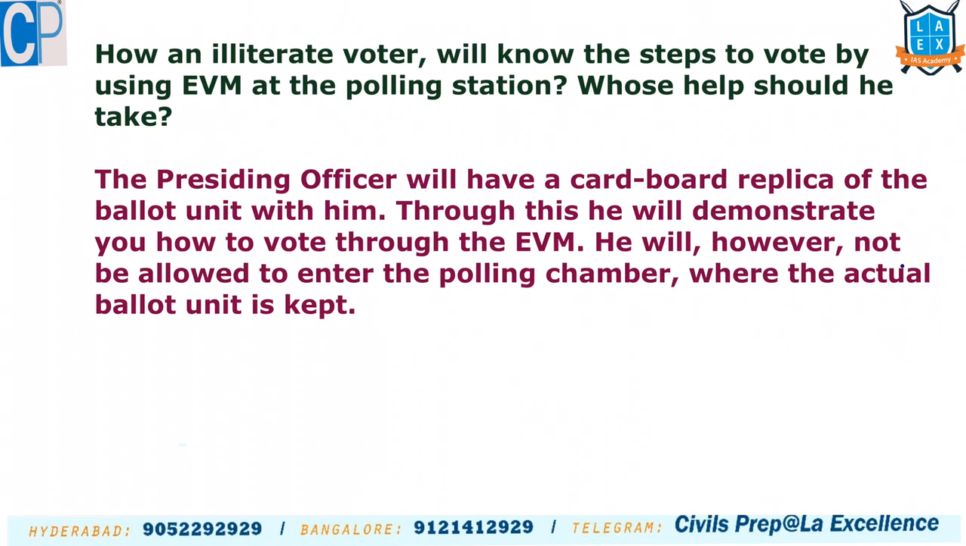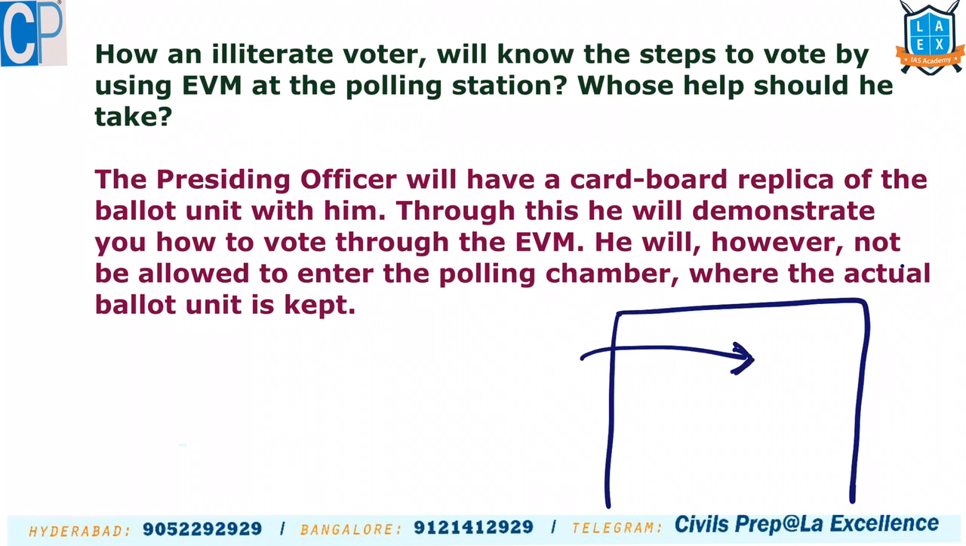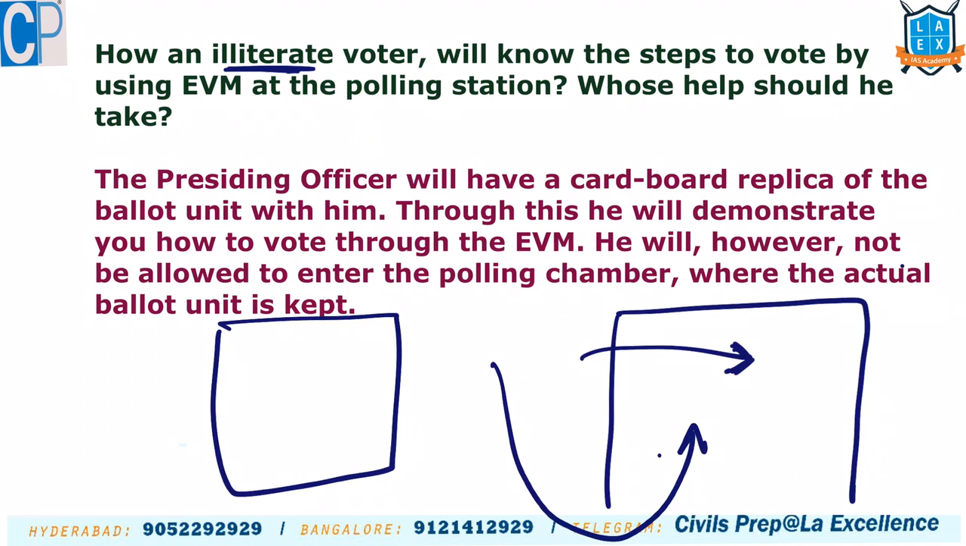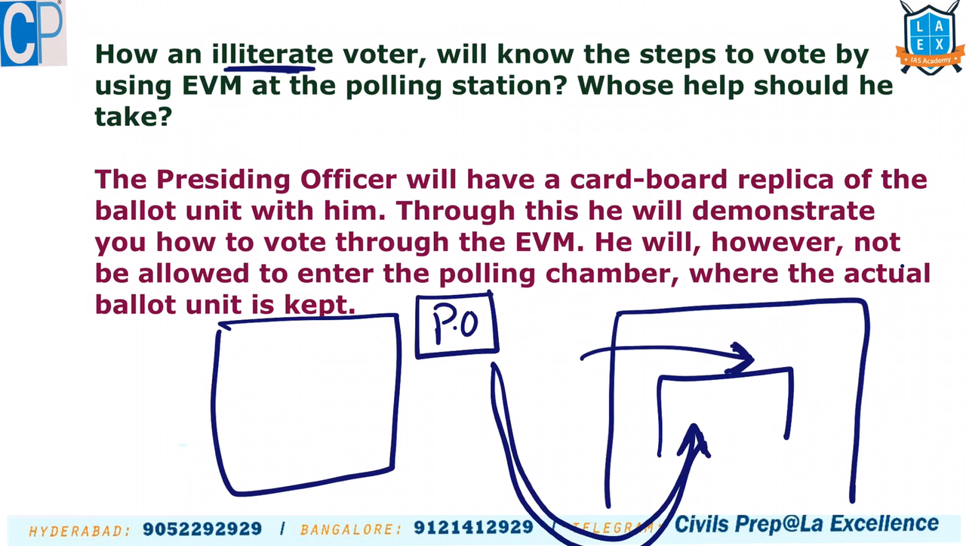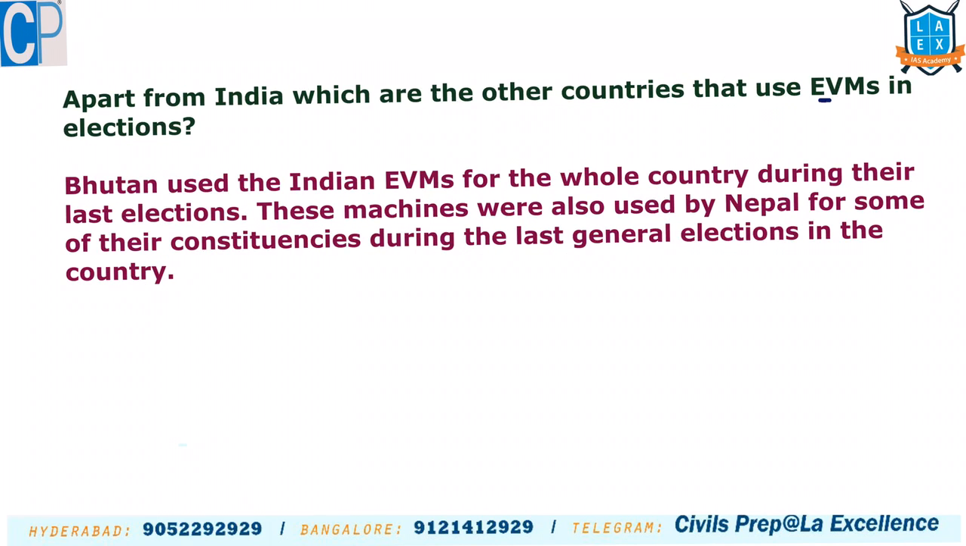Now, let's say an illiterate voter is there. How will the person know the steps? Then, whose help should he take? That's the question. Our voting system is a secret ballot system. It means when the person is casting the vote, no one is allowed to see which party or candidate he is voting for. So if the person is illiterate, who helps him? The presiding officer of that polling booth will have a demo piece and shows how to cast the vote. Then the person goes to the polling chamber and votes. But the presiding officer is not allowed to enter the polling chamber with him or her, because voting secrecy is maintained.